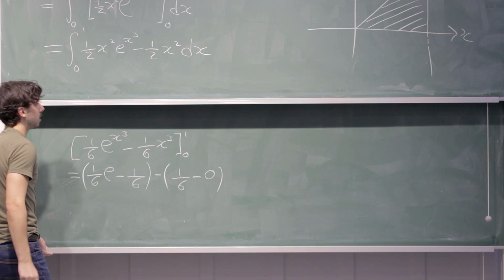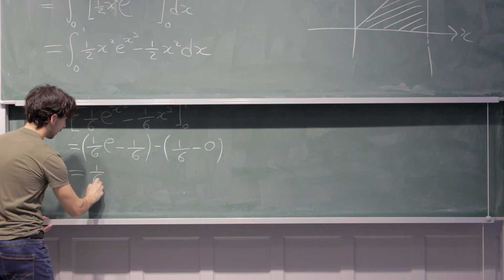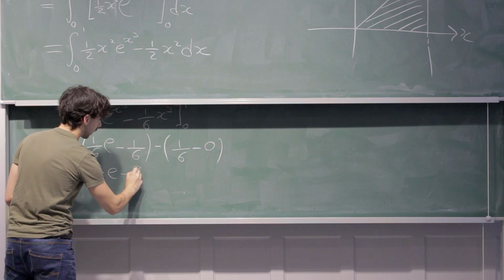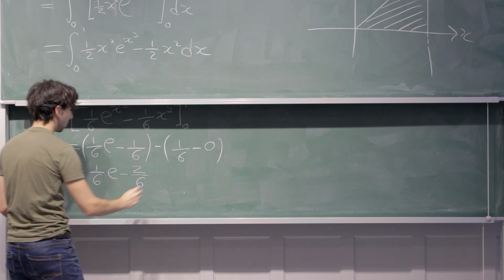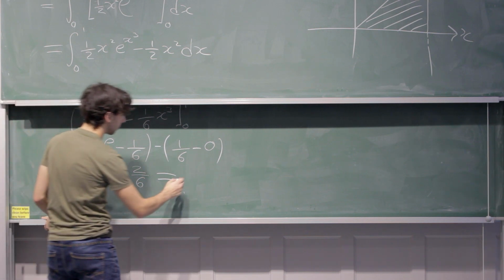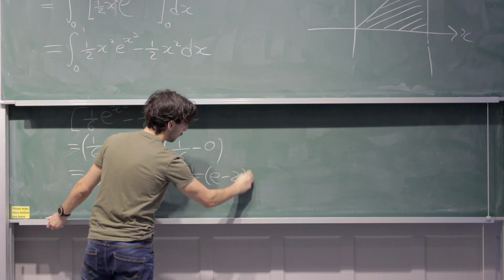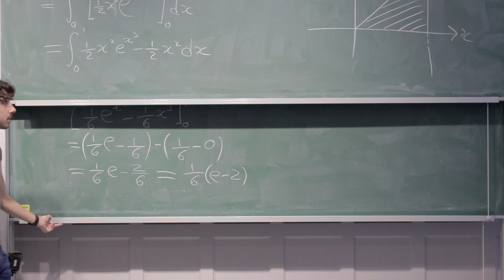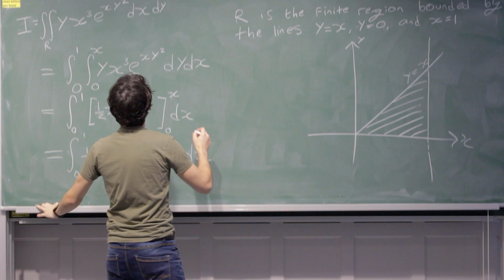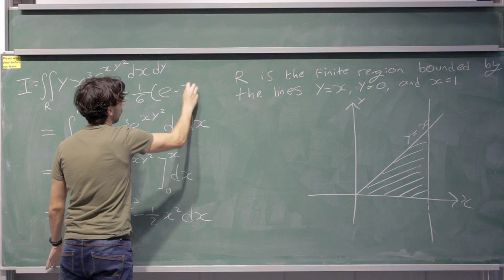Okay. This then becomes a sixth e minus a sixth minus another sixth, so 2/6, which is a third, but I'm not going to write it like that because I can factor out a sixth from both of these, and I can write my answer as 1/6 times e minus 2, like that. Hopefully that makes sense. So that's the answer. This is quite a nice one. It's a nice answer. 1/6 times e minus 2. So this whole thing is equal to a sixth times e minus 2.